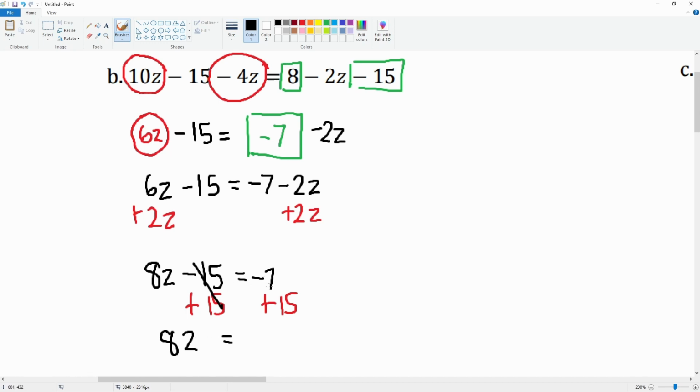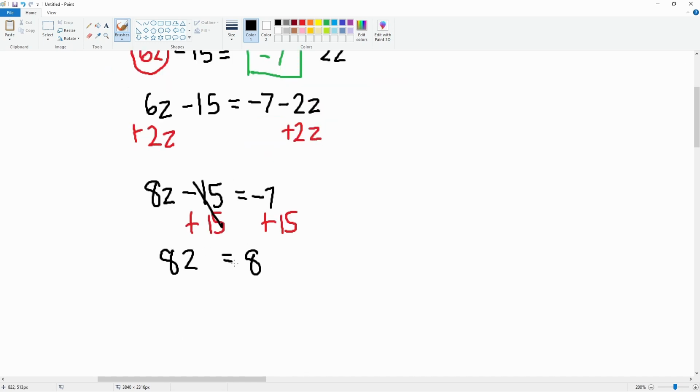Negative 15 plus 15 becomes 0. Then we have negative 7 plus 15. That is 7, 8, 9, 10, 11, 12, 13, 14, 15. That is an 8. So right now we have 8z equals 8. Let's divide this by 8 to both sides. 8 over 8 cancels, leaving you with a 1. So we have a z here. 8 over 8 is the number 1.